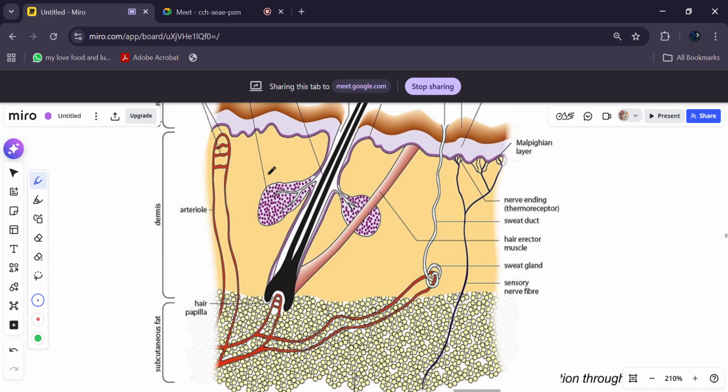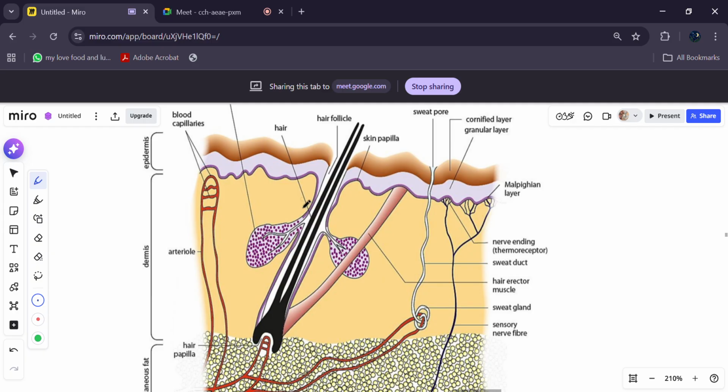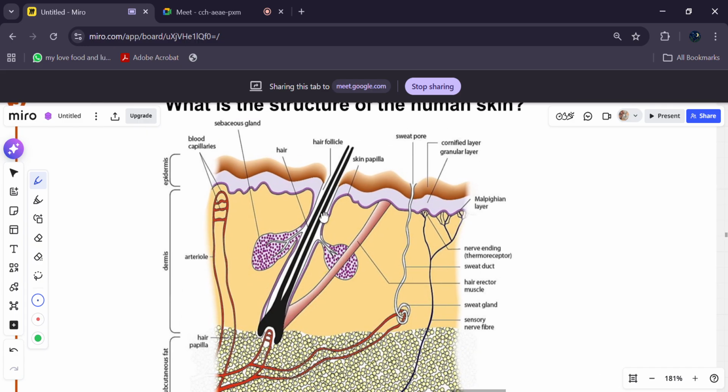When the skin arteries constrict, less blood flows through the capillaries, and this causes us to become pale. The skin becomes more pale and less red as the skin arteries constrict.